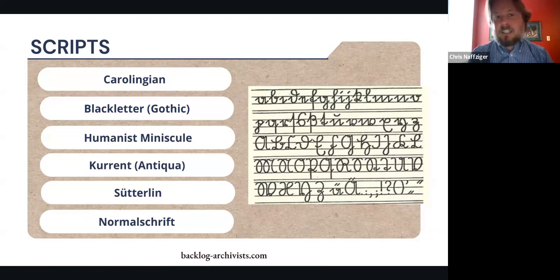And that leads to Blackletter or Gothic, which sometimes is referred to as Fraktur script, but I like to just differentiate it because, of course, there's Fraktur type, which we'll be talking about. And then there's Humanist Minuscule, which is technically an Italian script, but it actually was influential on the development of German script. So I wanted to talk about that briefly as well. Then we get to Kurrent, and then we'll get to Sütterlin, and then Normalschrift.